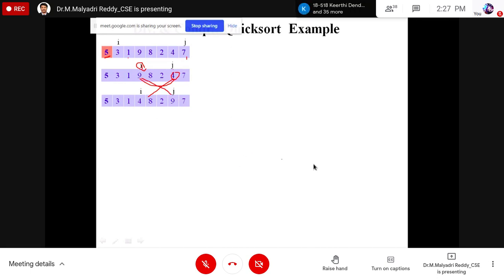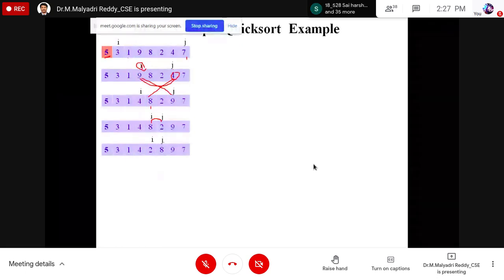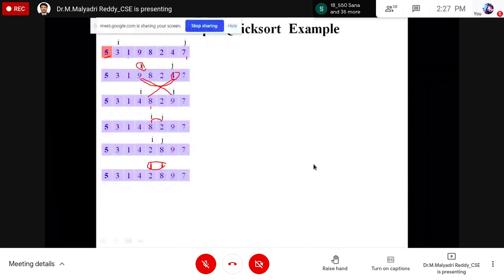This is the available array. Next, the i value is 8, but again the condition fails. Why? Because 8 is greater than the pivot 5. So stop the iteration, and j is smaller than the pivot element. Again we need to swap these two numbers. So we get 2, 8. Next step, i is incremented by 1, j is decremented by 1. So the condition fails. I crossed the j, so automatically the jth value is swapped with the pivot element.